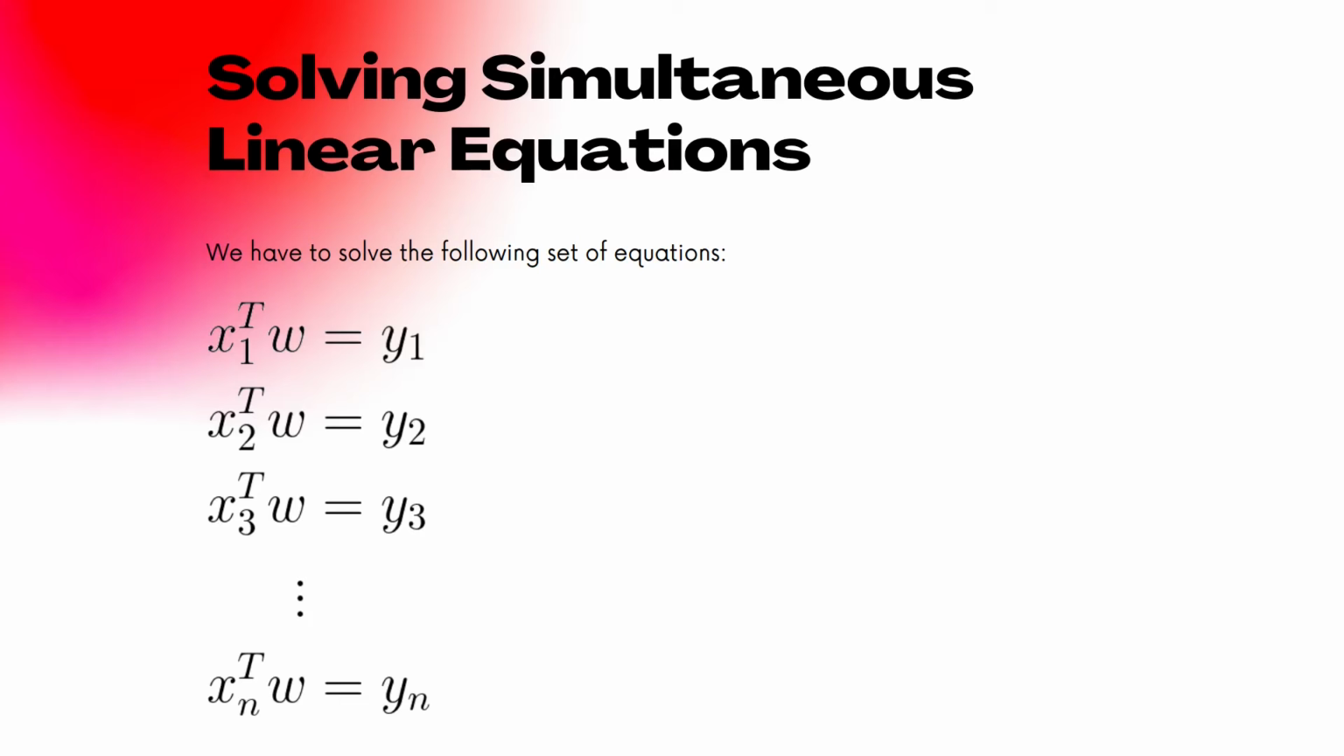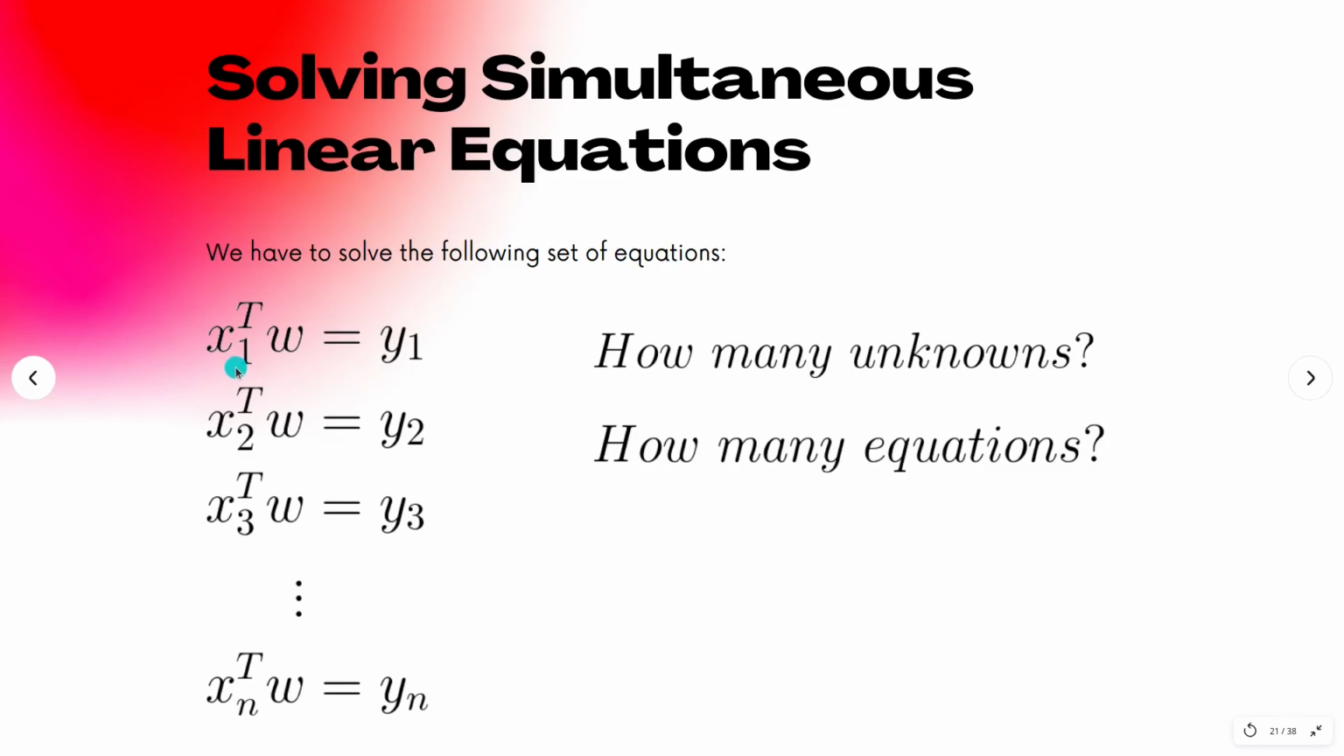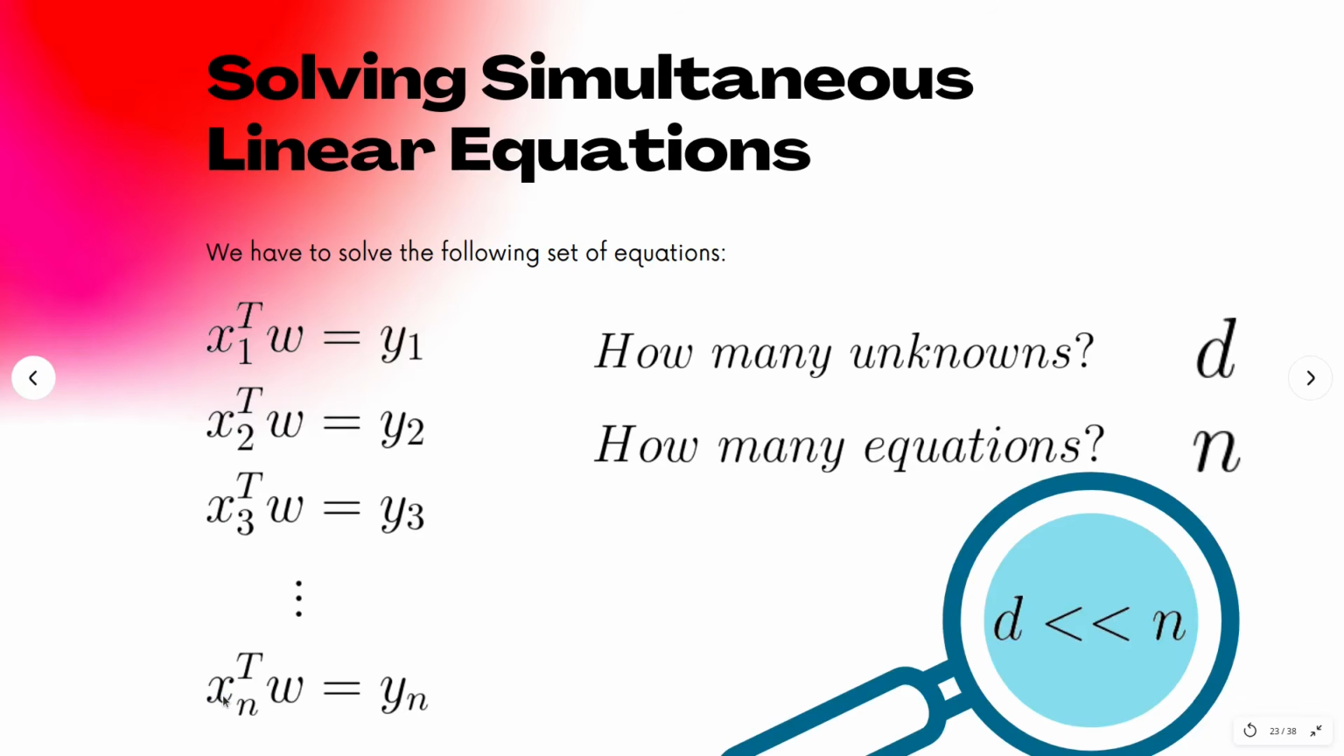So solving linear equations is simple. Let's solve for w, assuming there exists the perfect w for the given y. And how many variables do we have? We have w as the only variable, which has d dimensions. So there we have d unknowns. How many equations? 1, 2, 3 until n. So we have n equations, d unknowns.